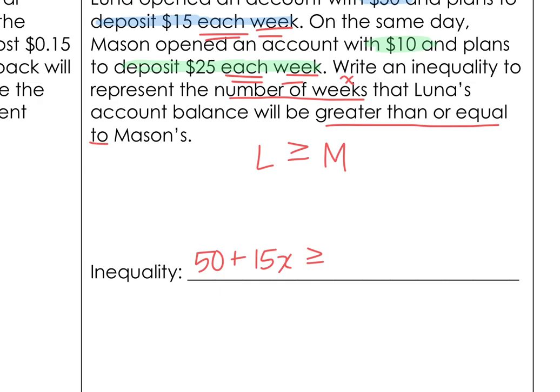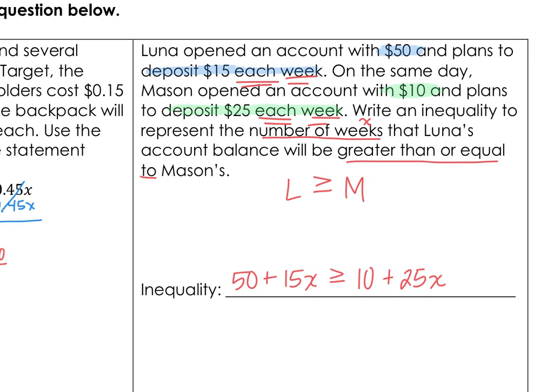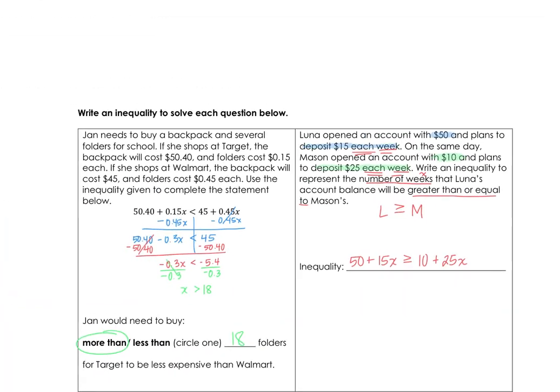So eventually he's going to have more money than Luna in his account. So what did he start off with? 10, and he's adding 25 per week or each week, so plus 25x. Okay, that's it. All we had to do is write that one. If we needed to solve it, we could, but we don't need to.